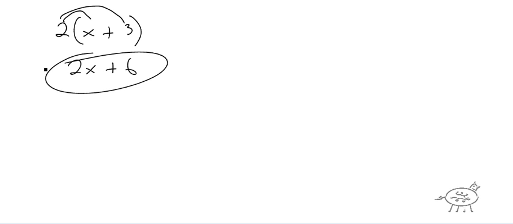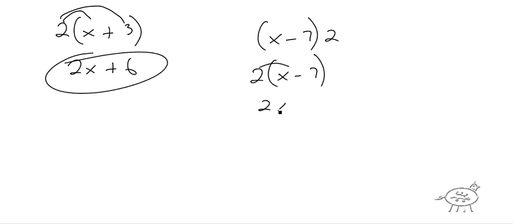Okay, so let's try another one here. (x minus 7) times 2. Now, you're like, well, wait a second. How come that 2 is on the other side? It doesn't matter. And if I were you, I would put the 2 on the left-hand side because I'm more used to that. And then you have 2 times x is 2x. 2 times negative 7 is negative 14. And that's your answer for that problem. Okay? Pretty easy. But I'll tell you, if you learn a good habit of distributing, it's going to help you out a lot in math.